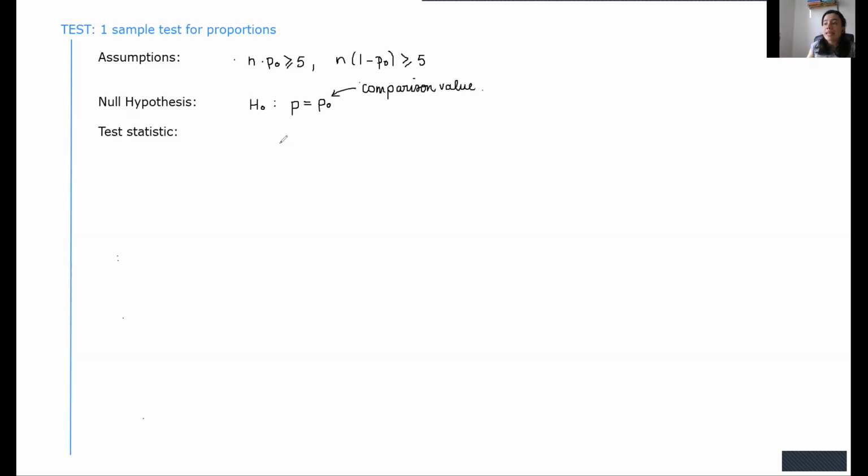Then the test statistic here is going to be related to the distribution for proportions, and this is equal to, so it's Z, which is equal to P hat minus P0 divided by the square root of P0 times 1 minus P0 divided by N.